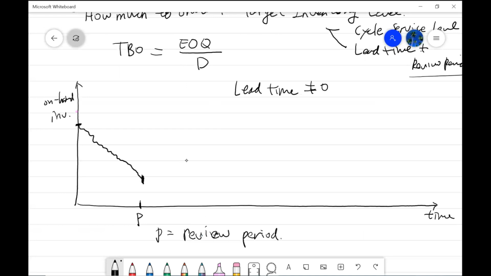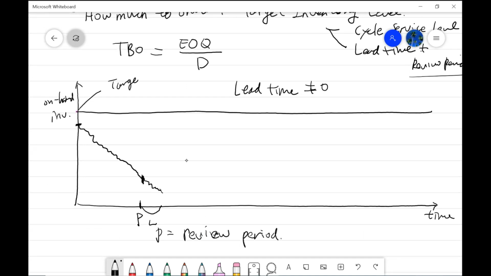So during the lead time, the inventory is still decreasing, and only after the lead time is over can I receive that ordered product. But how much? Let's say this is a target inventory level I already set before, even at time 0. Then how much do I have to order? From the moment when I place the order, I'm going to order up to this one. So in fact, this is the order amount.